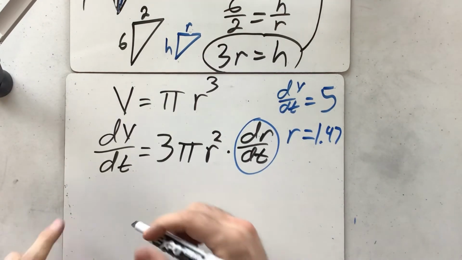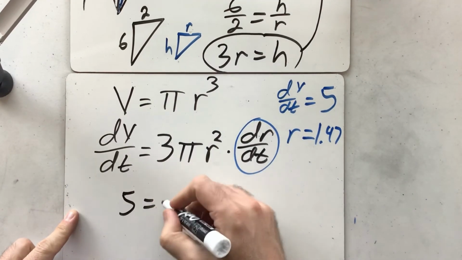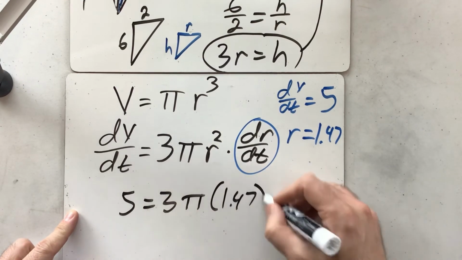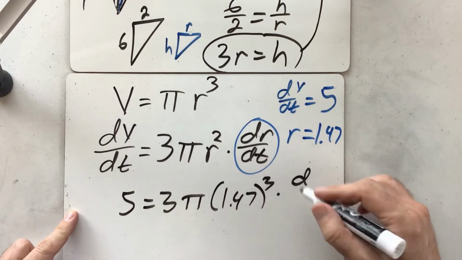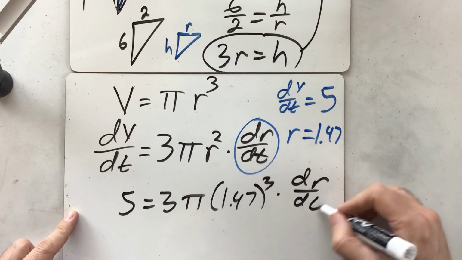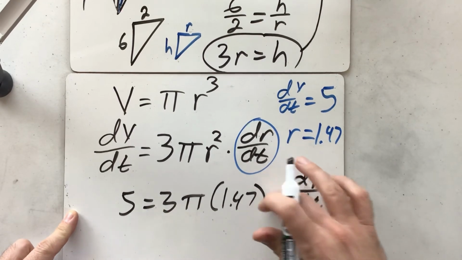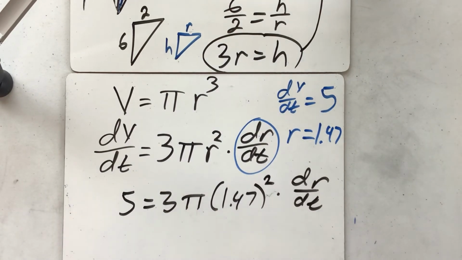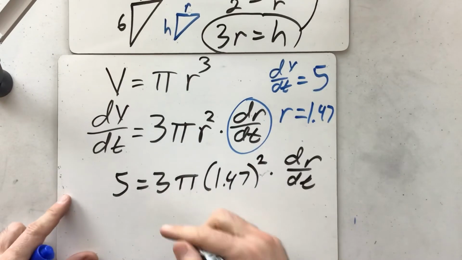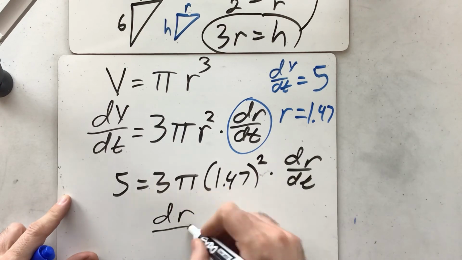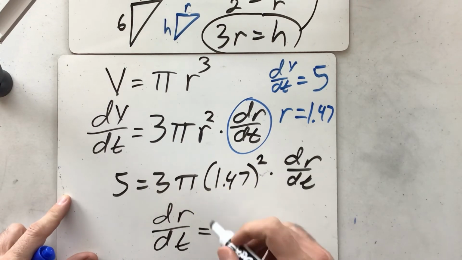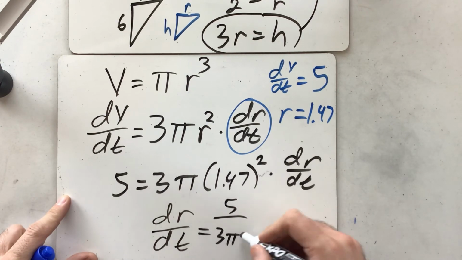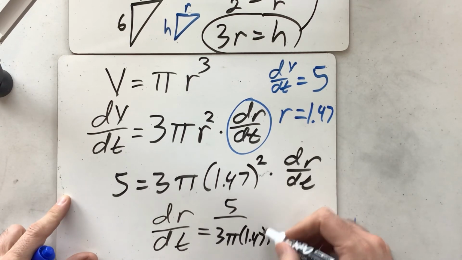So dV/dt is 5 equals 3 pi times 1.47 squared times dr/dt. Not cubed, squared. Sorry, I'm making a bunch of mistakes here. I guess it's at the end of my set of problems. And then finally, we're able to get our answer. dr/dt is 5 divided by 3 pi times 1.47 squared.